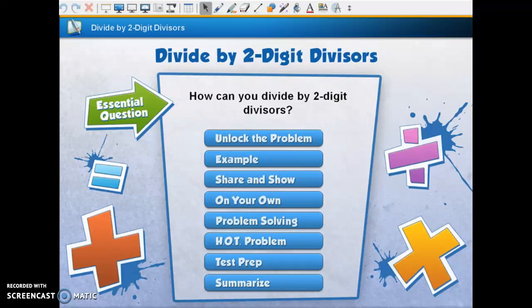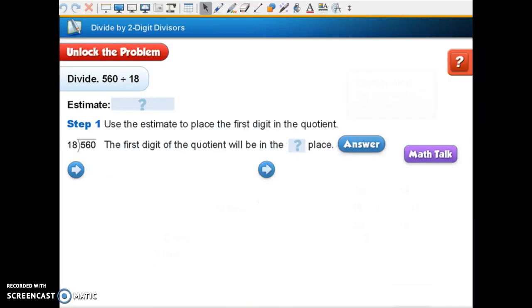Okay, here we go with lesson 2.6, divide by two-digit divisors. How can you divide by two-digit divisors? Now, we have done this with our partial quotients, but now we're going to learn to do it how I learned to do it, the long division way.